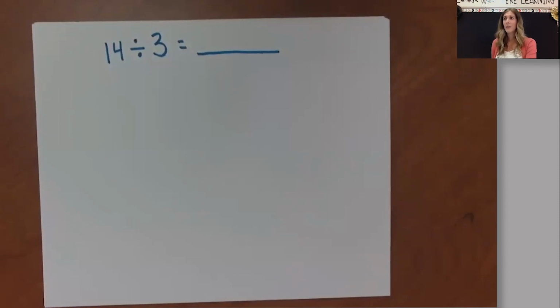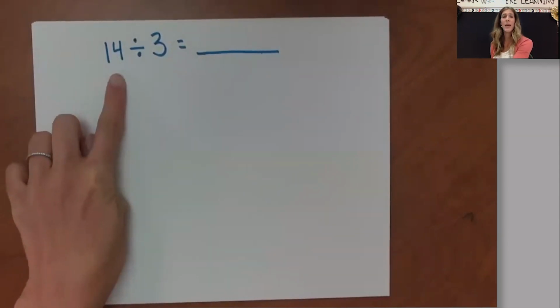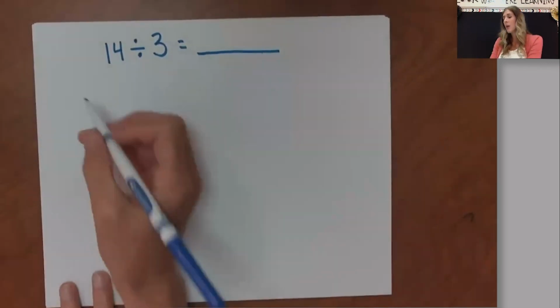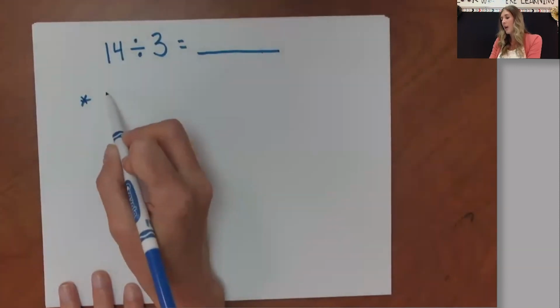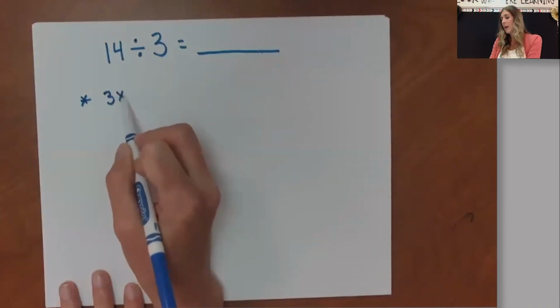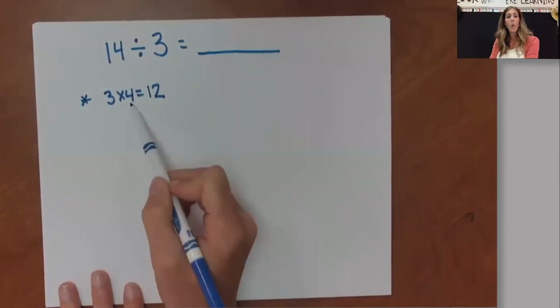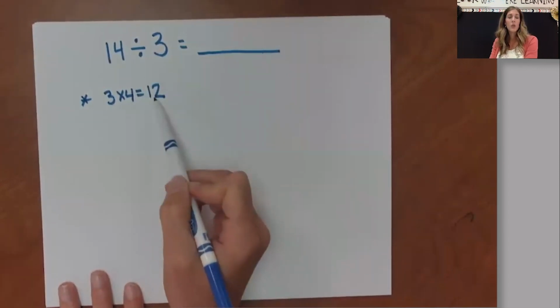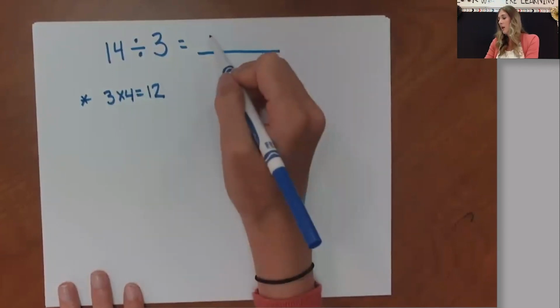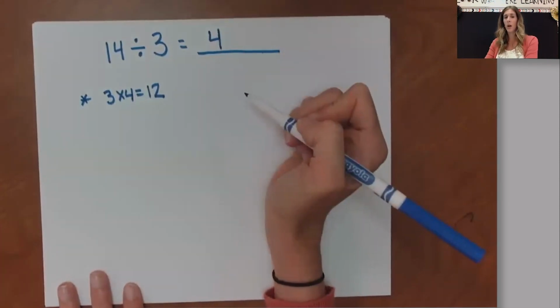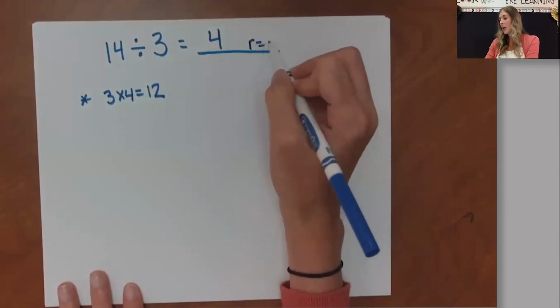What did you find? 4? Yes, very good. Is there a remainder? Yeah, because 4 times 3 is 12, which is 2 away from 14, so there's a remainder of 2. So I use my related fact. I know that 3 times 4 is 12, meaning if I put 4 students at each door, I'm using 12 of the students. So I can put 4 students at each door, but then I have a remainder of 2.